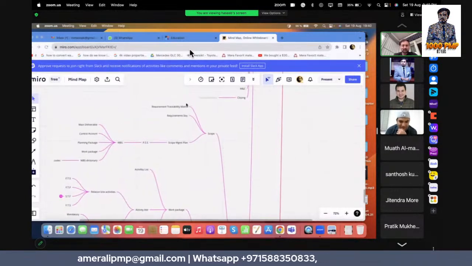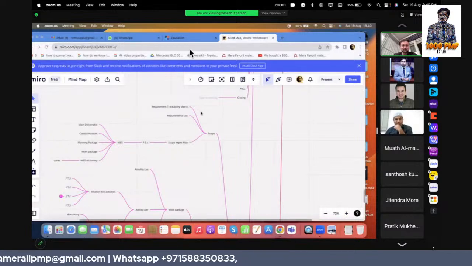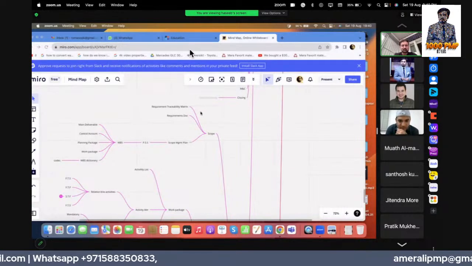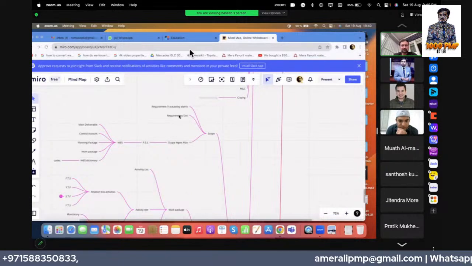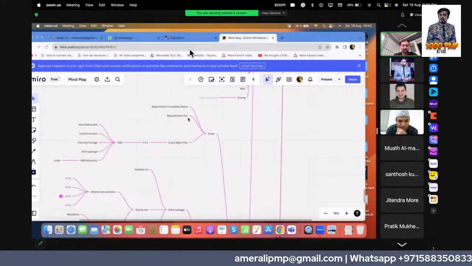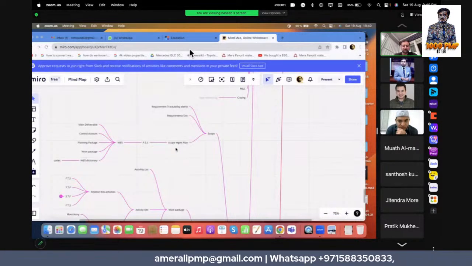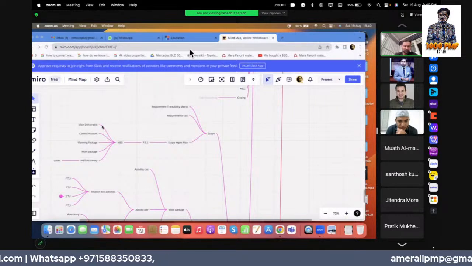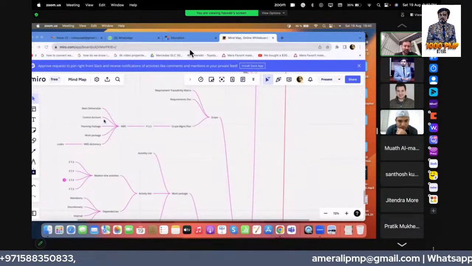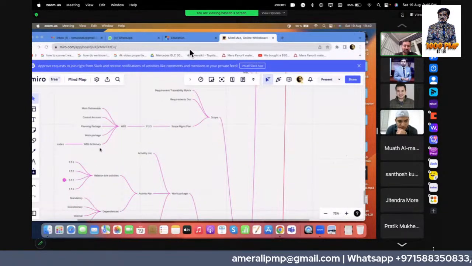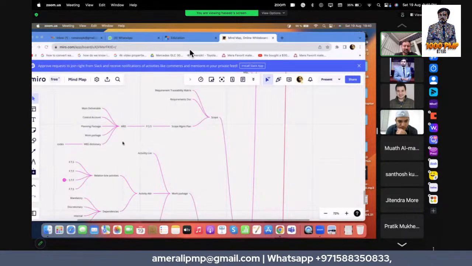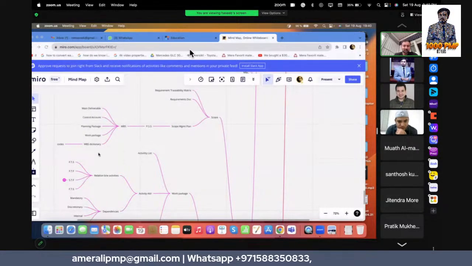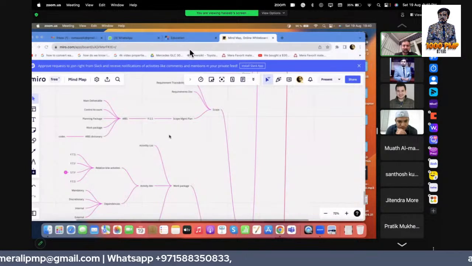And in the scope baseline, we have the requirements traceability matrix, where we put the requirements that come from the product requirements into the project. Then we have the requirements documentation, kind of similar, and the scope management plan, where we give the product scope and the work breakdown structure. The work breakdown structure has these things: main deliverable, the control accounts, planning package, work package, and WBS dictionary. The composition of the PSS, WBS, and dictionary becomes the scope baseline.